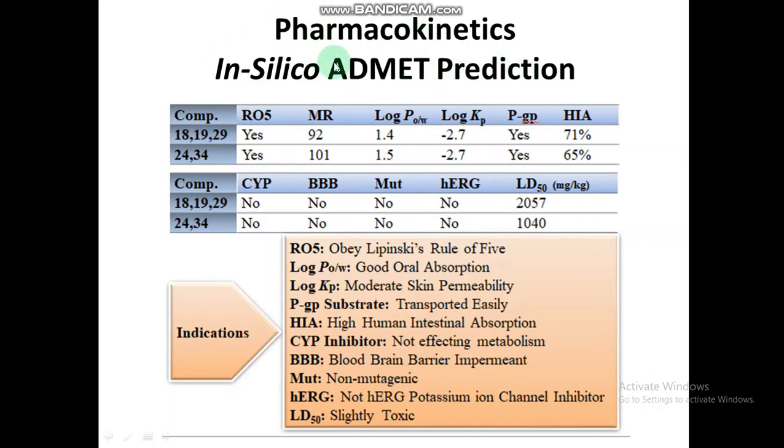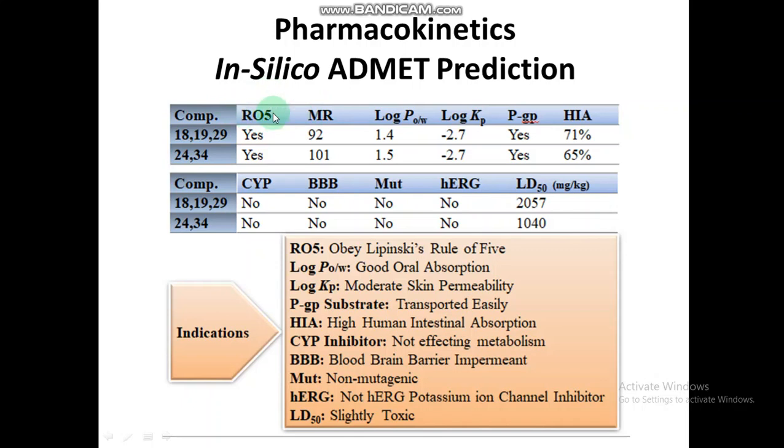We also have a video on how we can check the ADMET profile, or how we can study pharmacokinetic properties through different softwares. So we have used different softwares, and then we studied the ADMET profile of our compounds. Here we have shown 18, 19, 29, 24 and 34. These compounds are the most active, and we studied their rule of 5 and physicochemical properties, such as molar refractivity and log P. We will make another video on physicochemical descriptors in our next video.